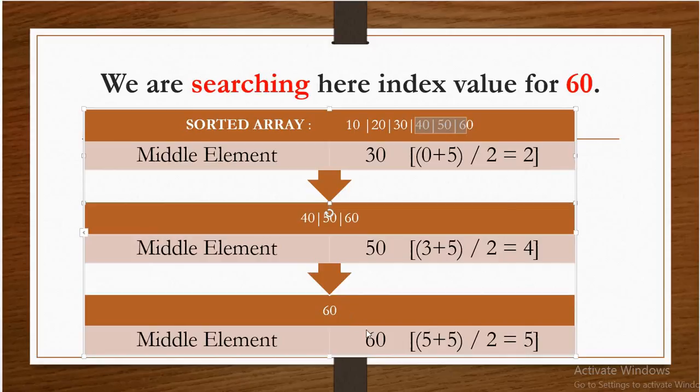Now we need to search again in its bigger elements, that is the right half. So again we will perform the same operation, start plus last and divide by 2, and it will be the same as 5, and we will get the index of the element we are searching for. We are getting value 5 here, and 60 is available at its 5th index. Now let us see how to write the code in Java.